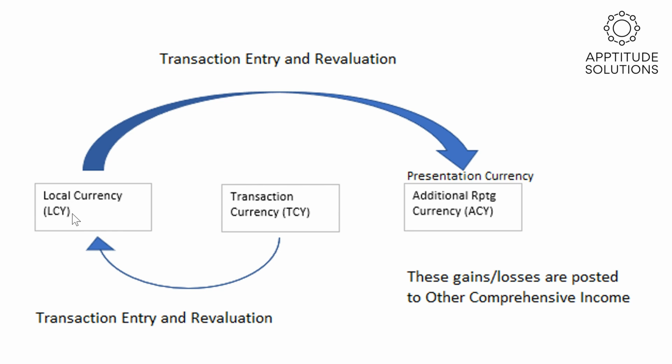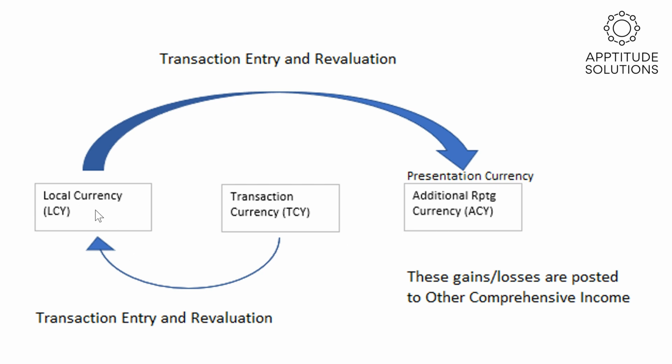This meets both GAAP, generally accepted accounting practice, where the transaction currency calculates the local currency, and it also meets IAS 21 when the additional reporting currency gets calculated from the local currency. This is also known as presentation currency in IAS 21.